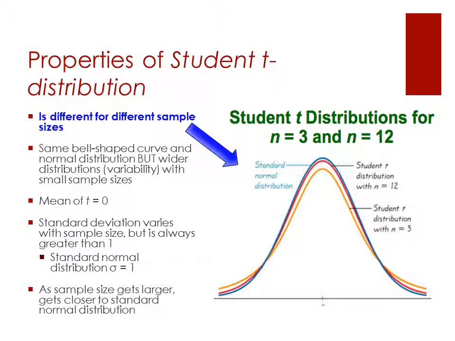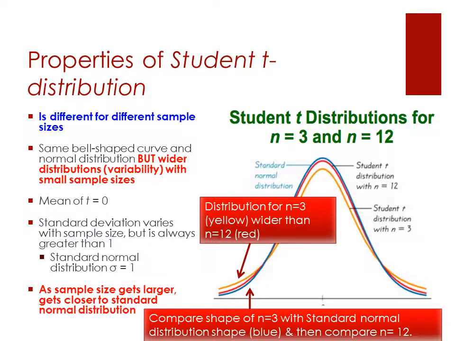Okay, now let's look at a couple of properties of the student t-distribution. So, first of all, it is different for each sample size. This is very different than our z-distribution table. We had one distribution for all cases. Here, depending upon our n size, we're going to have slightly different distributions. They're all going to have the same bell-shaped curve and normal distribution, but they're going to have a wider distribution or variability with the smaller sample sizes.